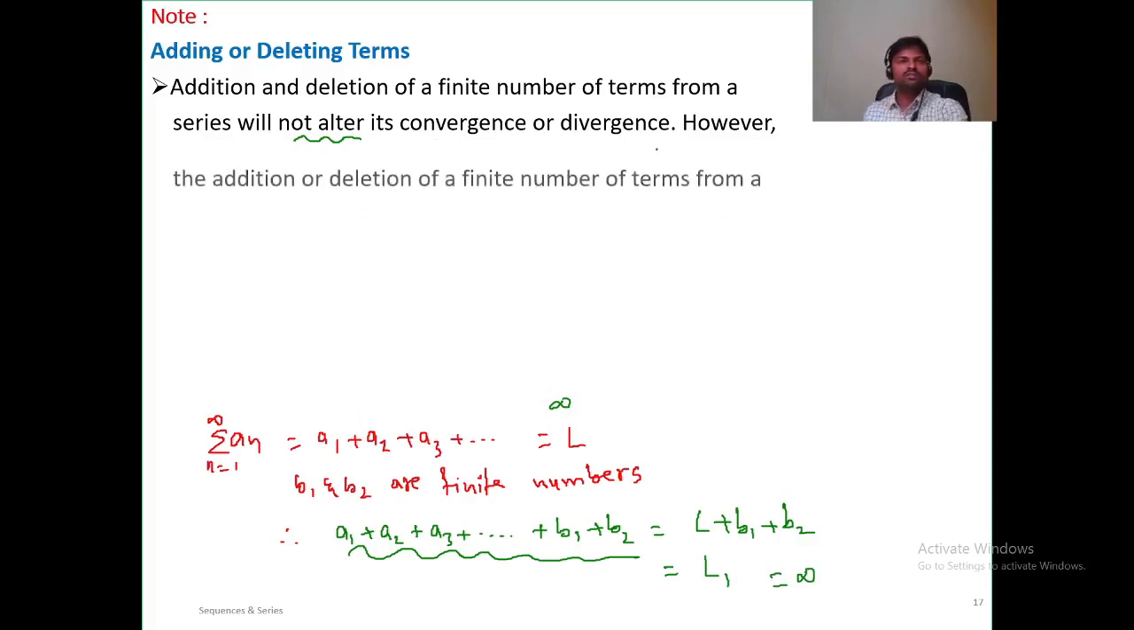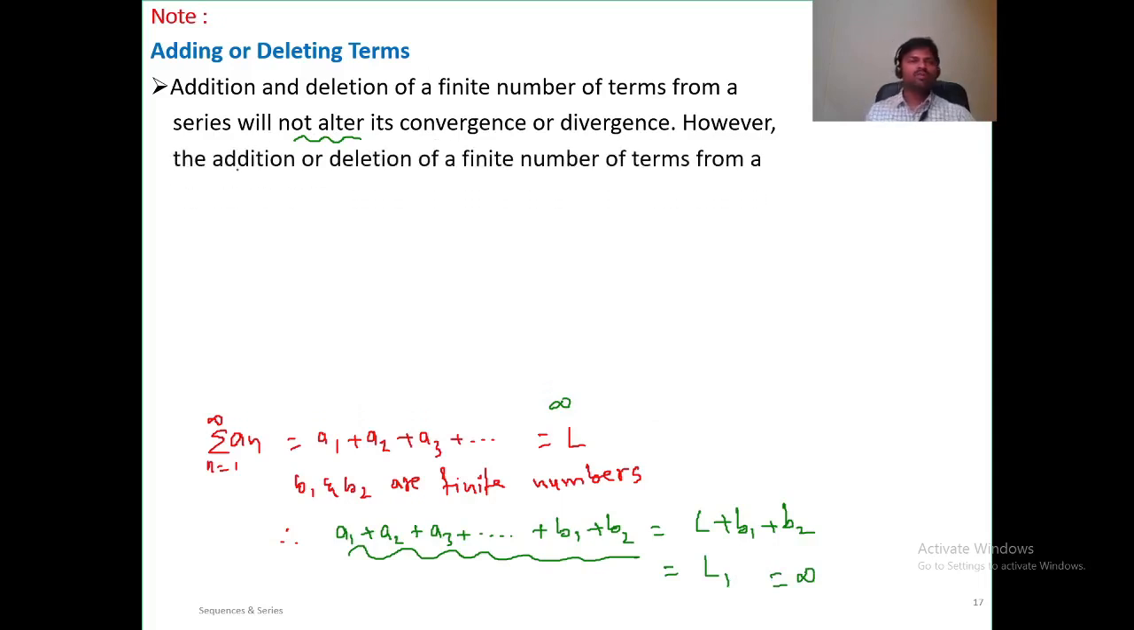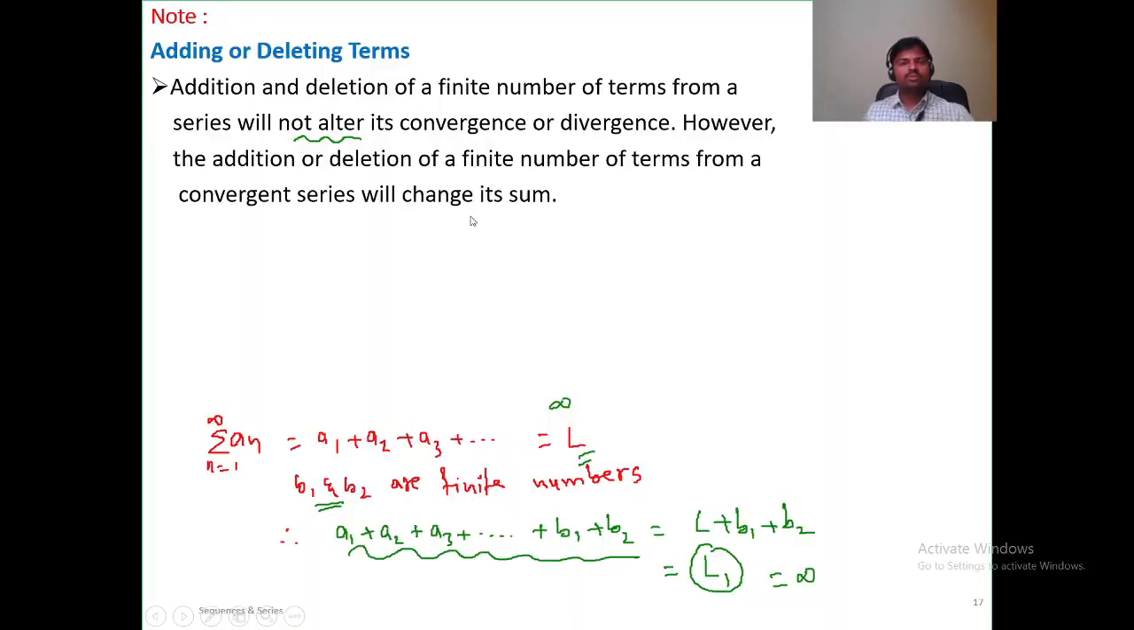That's what the note says. However, the addition or deletion of a finite number of terms from a convergent series will change its sum. Look, if the previous series converged to L, after adding these two terms b1 and b2, now I am getting sum L1. The previous sum is L, now this sum is L1. The sum is changing. Definitely the sum will change because we're adding two terms. So that is about this note. Okay, and with this I will stop.